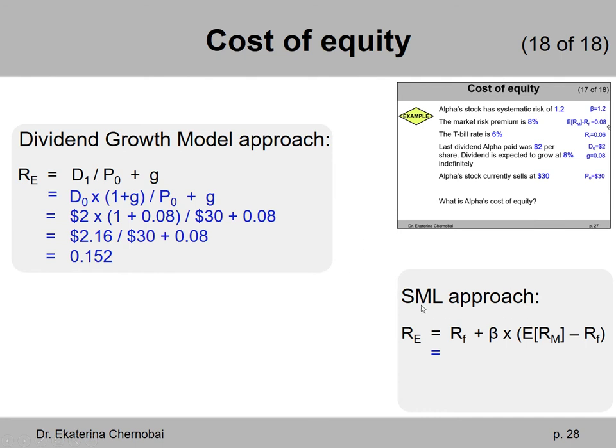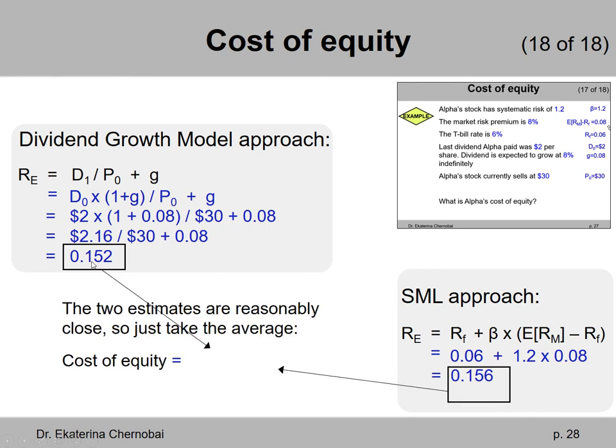We can also use the security market line approach, from the first three numbers that are given to us in this problem. That's the CAPM equation. The risk-free rate is 6%, in decimals 0.06, plus the beta is 1.2. The beta is then multiplied by 8%, the market risk premium, which is given, and we get 0.156 in decimals, which is the cost of equity of 15.6% to the firm.